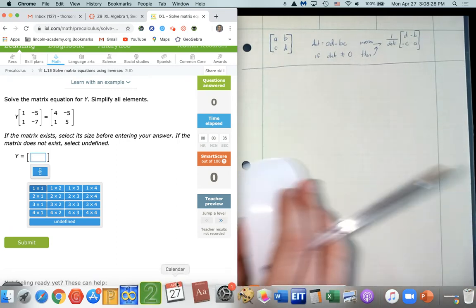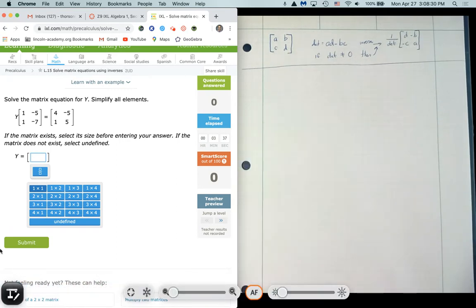So let's do an example. Here's one in our IXL lesson. We have some unknown matrix Y times this 2 by 2 matrix, 1, -5, 1, -7, and it equals this 2 by 2 matrix, 4, -5, 1, 5. So we want to know what Y is.